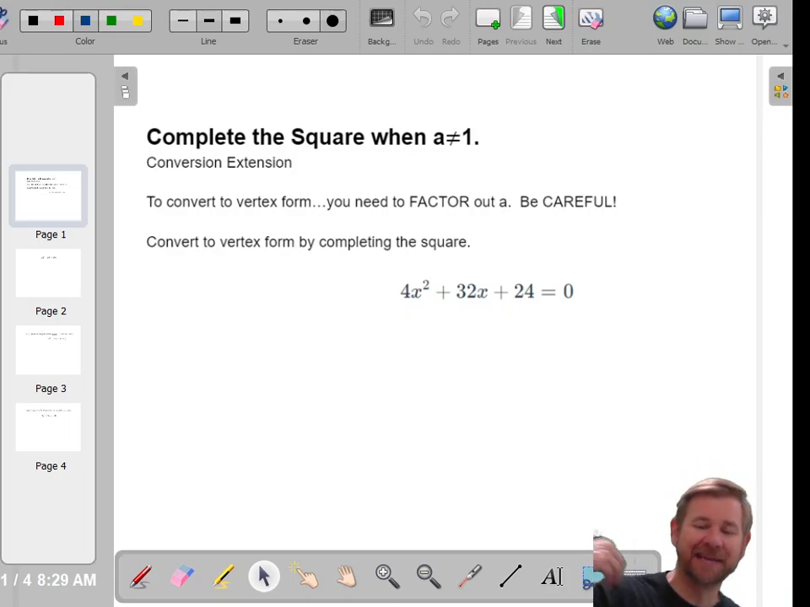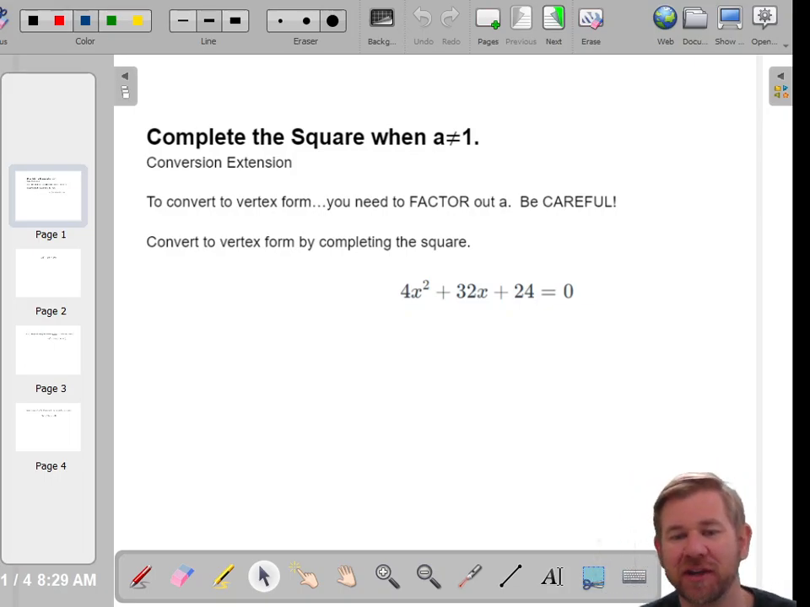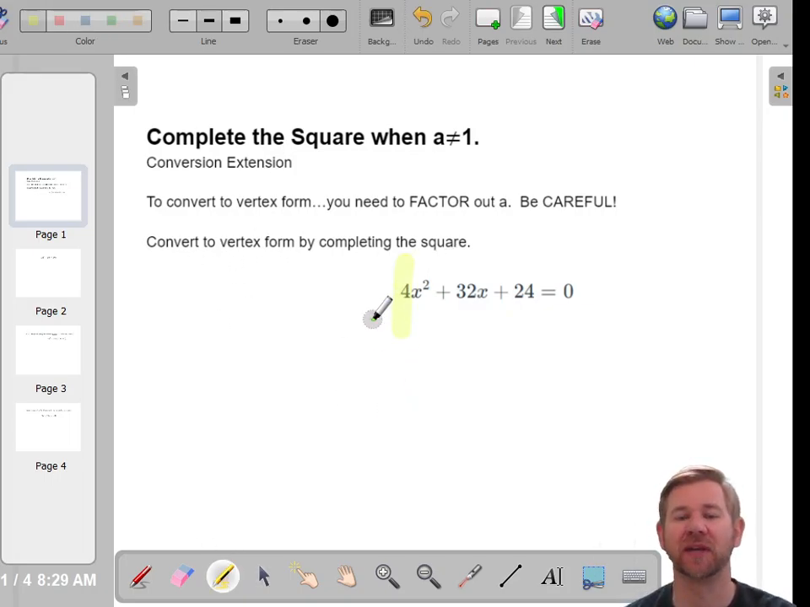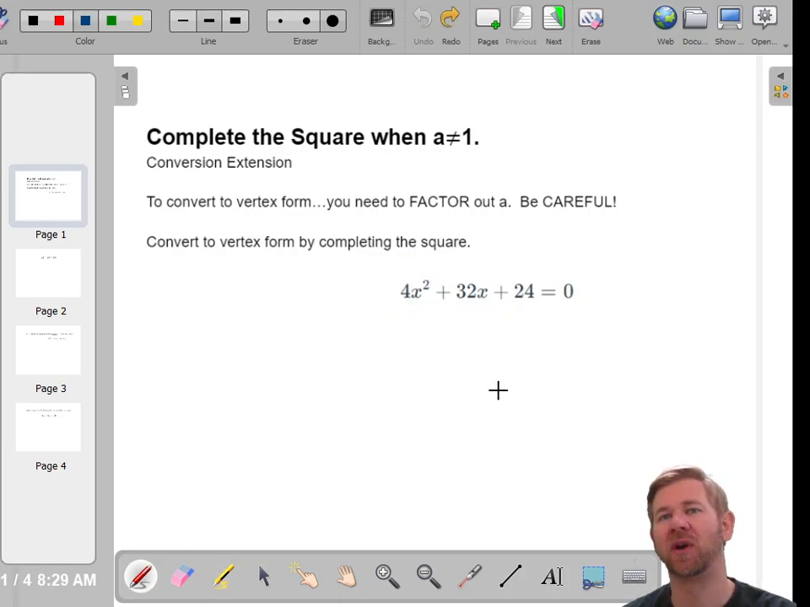Hello everyone, let's keep going with Complete the Square, and I'll show you some of the other things that you can do with this. If you want to convert to vertex form, you might have noticed that all the ones we have done so far have had an a of 1. If you make it not 1, you can still do it, but it's a little bit more work. So let me show you how we're going to do this.